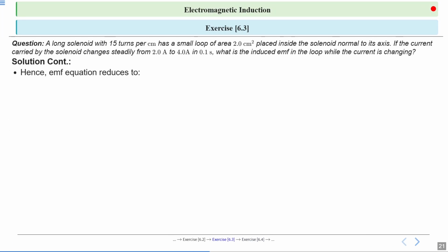Hence the EMF equation reduces to epsilon equal to d of BA upon dt, placing BA in place of phi B. Now, area is constant, and the magnetic field is equal to mu naught n I for the solenoid. Mu naught is constant, the number of turns per unit length is constant, but the current I is not constant here. So mu naught n A will come out of the derivative, times dI by dt, because the current is changing with respect to time.